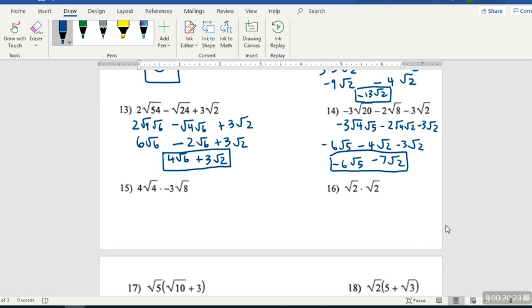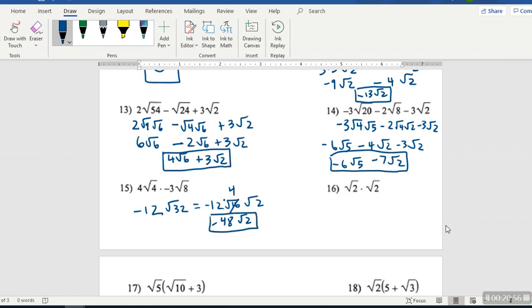All right, moving on to some multiplication. Multiply the coefficients out front. 4 times negative 3, negative 12. This is a perfect square, so we could have evaluated it from the beginning, but we'll go ahead and multiply root 4 times root 8, root 32. So we just need to simplify the radical portion. That is negative 12, and we split up 32 into 16 and 2. We know that the square root of 16 is really what? 4. So negative 12 times 4, negative 48 root 2.